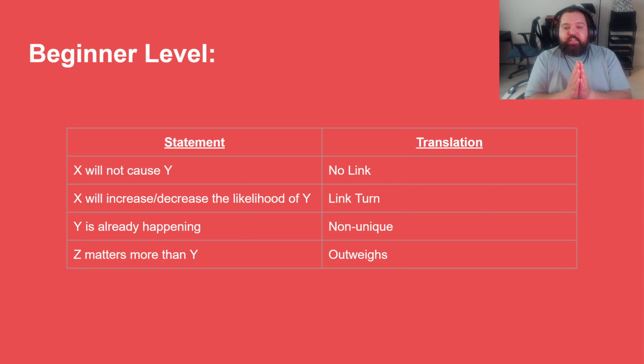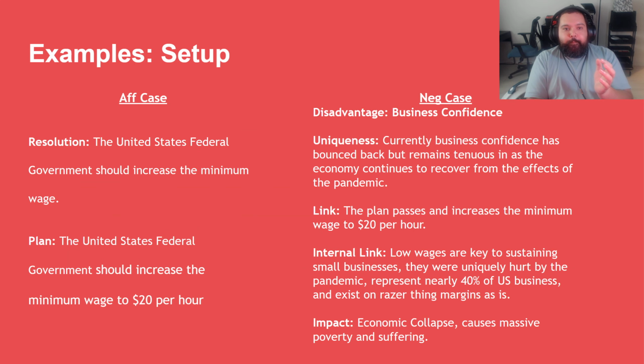Now that we've seen these statements, let's look at applying this. So here's our setup. The affirmative case is: resolution, the United States federal government should increase the minimum wage. Plan, the United States federal government should increase the minimum wage to $20 per hour.